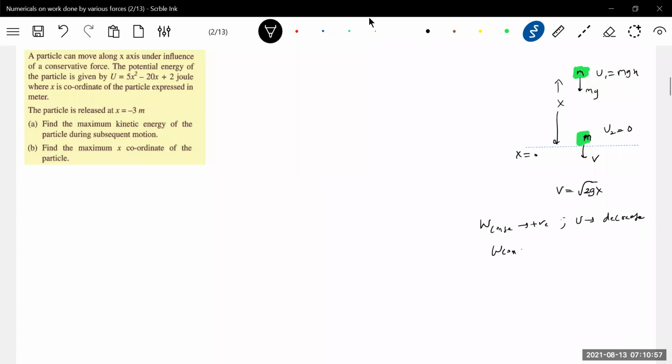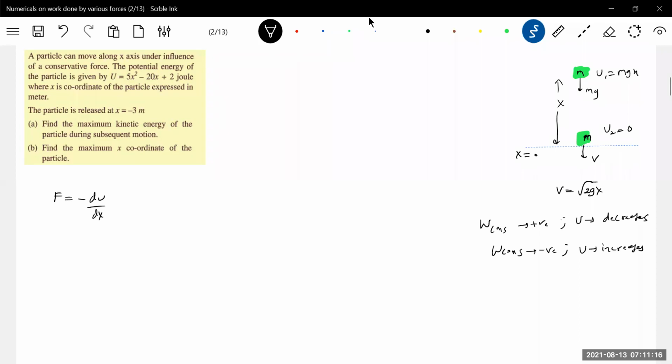When a conservative force does negative work, potential energy increases. This is very important. So somehow that force and potential energy are related. They are related by the equation F equal to minus dU by dx.